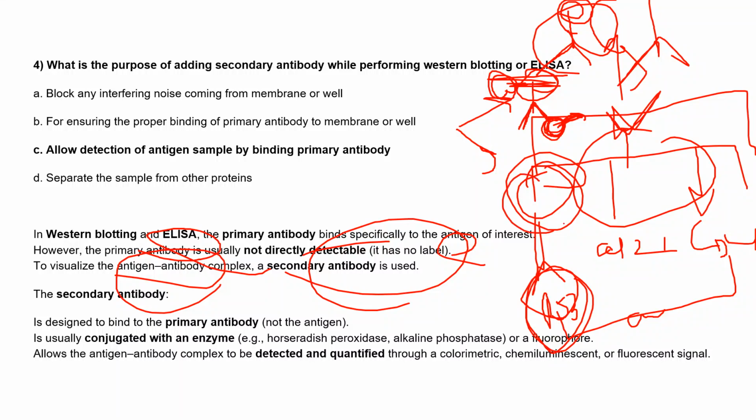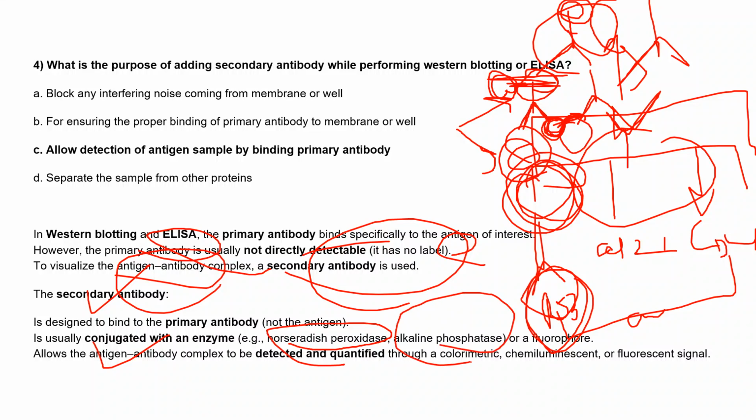Because the primary antibody doesn't have any label, we have to design another antibody, a secondary antibody, which is particular to that primary antibody. It detects one part of the primary antibody, so that it has a label that can convert into a product substance. So we call it the secondary antibody. It is usually conjugated with an enzyme. So what kind of enzyme do they mostly have? Horseradish peroxidase or maybe alkaline phosphatase.